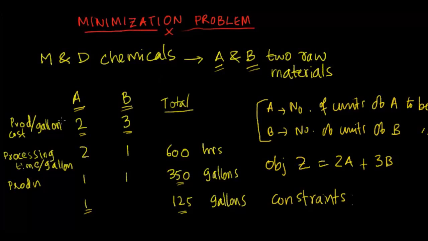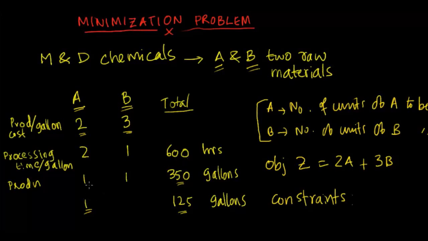It's about M&D Chemicals, which manufactures two types of raw materials, A and B, and supplies them to soap manufacturing companies. Other details given are just listed down here. Each unit of A requires a processing time of 2 hours, and each unit of B requires a processing time of 1 hour in the processing department, and the processing department has 600 hours as its resource.